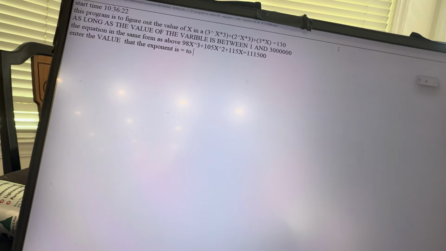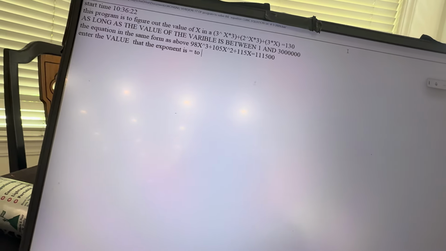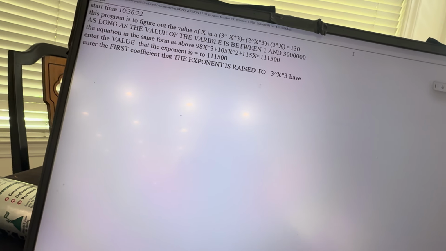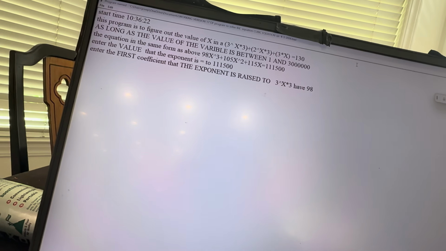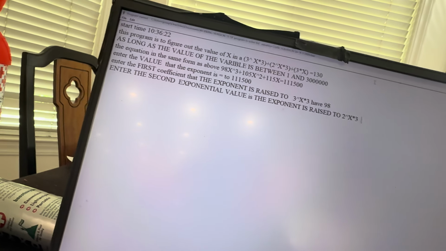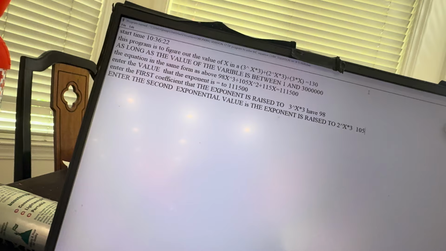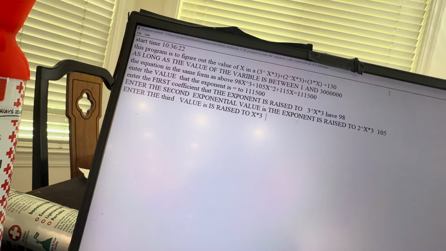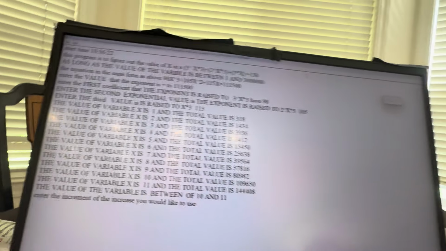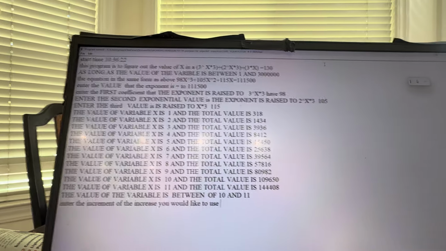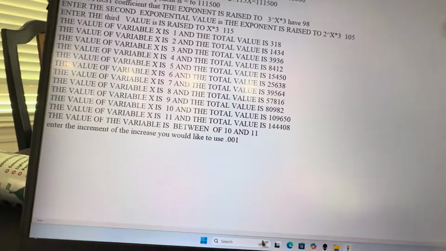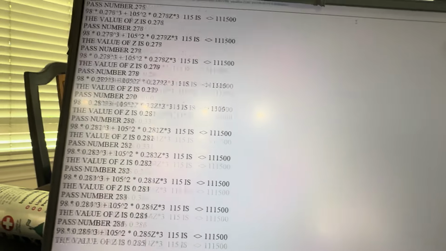All right, so enter the coefficient values. Third power, 98. Second power, 105. 115. Okay, so it comes up with, it's between 10 and 11. The increment is 0.001. And it's going to figure out what the answer is.